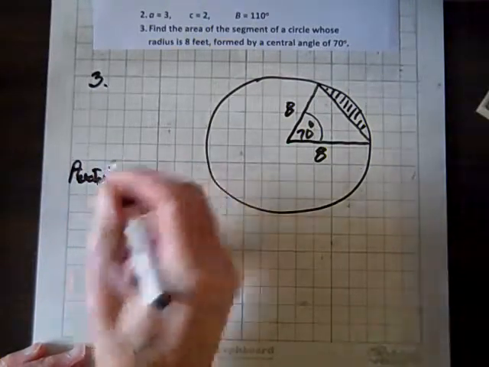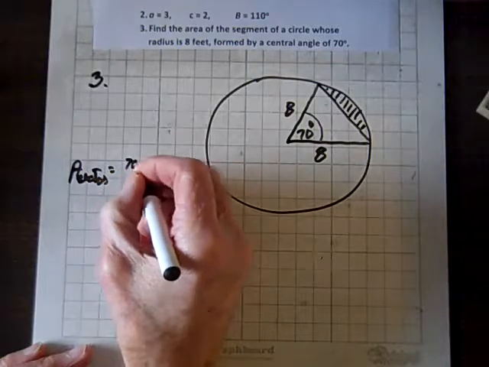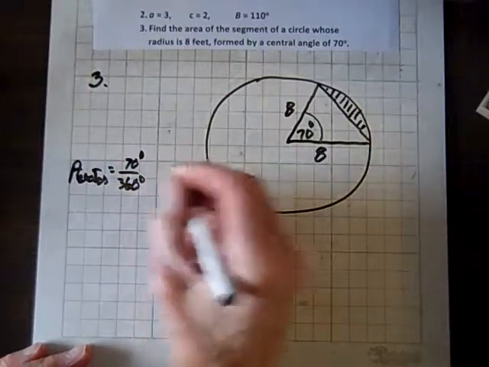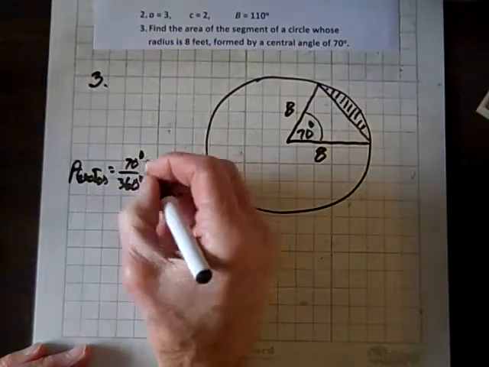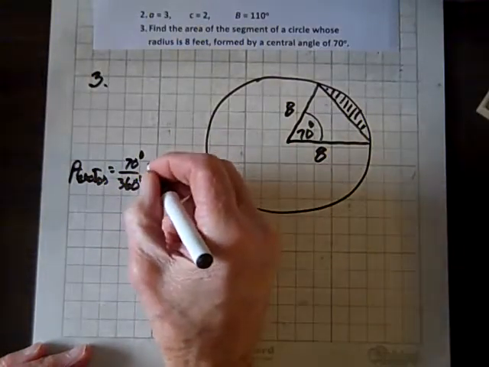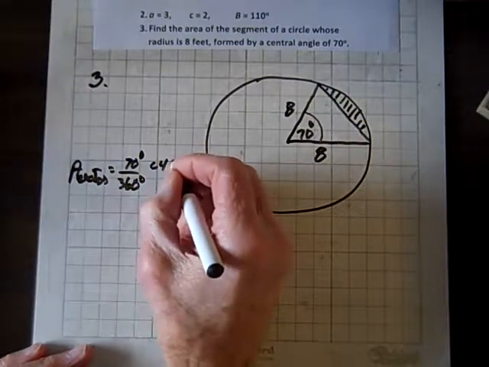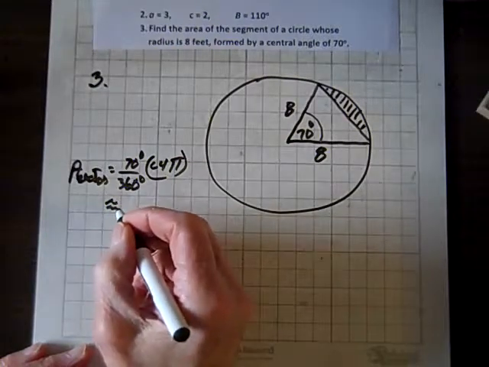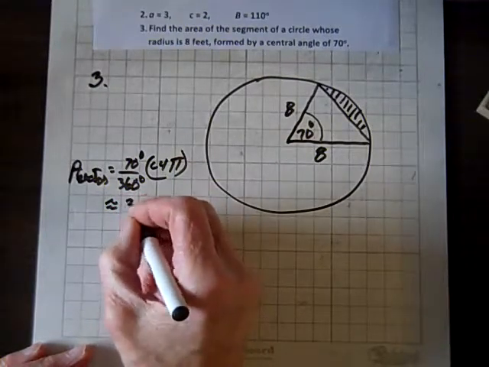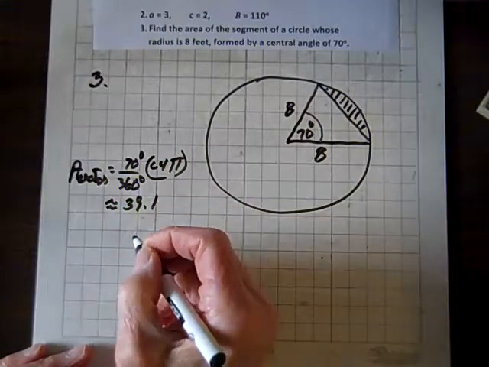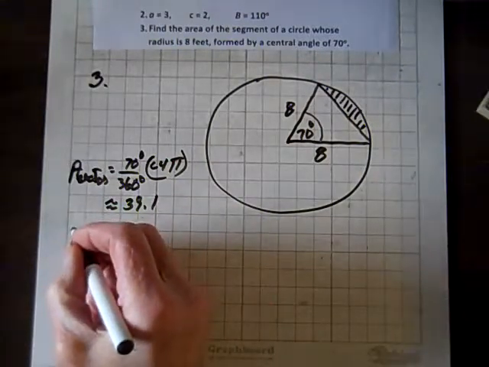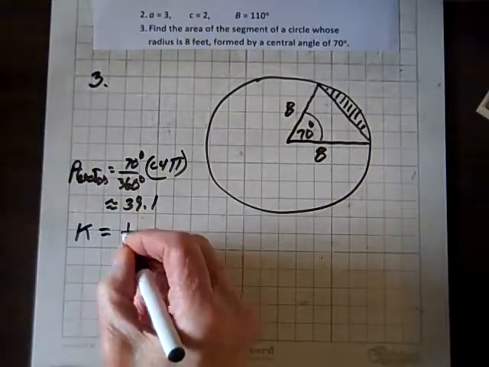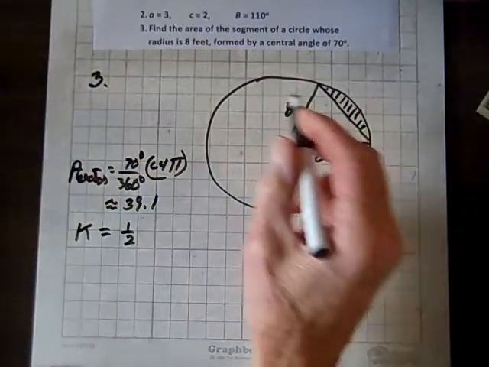The area of the sector equals the ratio, 70 degrees over a total of 360 degrees, times pi r squared. Well, if you square it, you get 64, so we have 64 pi. And when I carry out that product, I get approximately 39.1 square units.